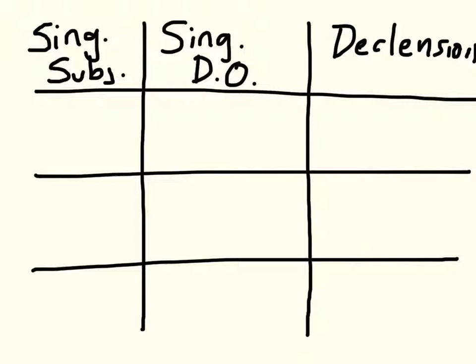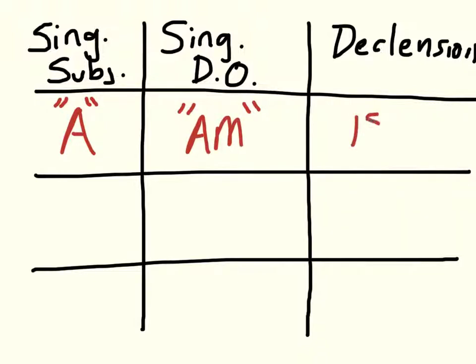There's one declension where the singular subject ends in A. So this is the nominative singular, ends in A, and the singular direct object ends in AM. And this is what we call the first declension. So nouns that belong to this group include puella, dea, villa, those sort of things.